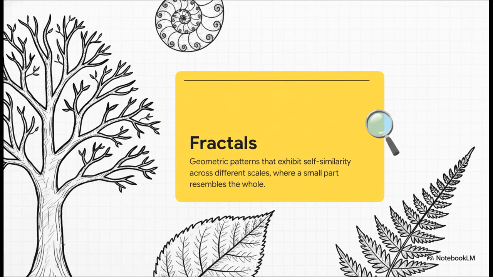Okay, next up, fractals. You see these literally everywhere in nature. It's the pattern where a small piece looks just like the whole thing. Think about a tree branch splitting into smaller and smaller twigs, or how veins spread out in a leaf, or even a snowflake. It's this incredible, organized complexity, and our brains are just naturally tuned to recognize and appreciate it.